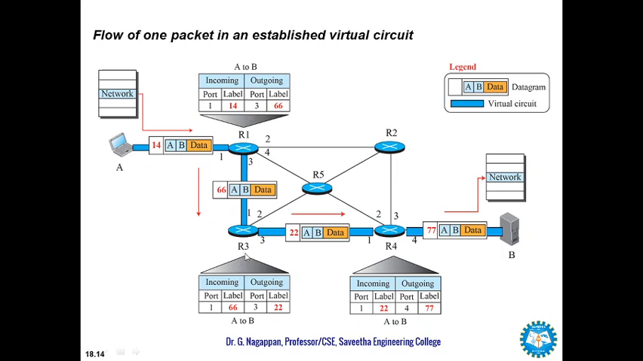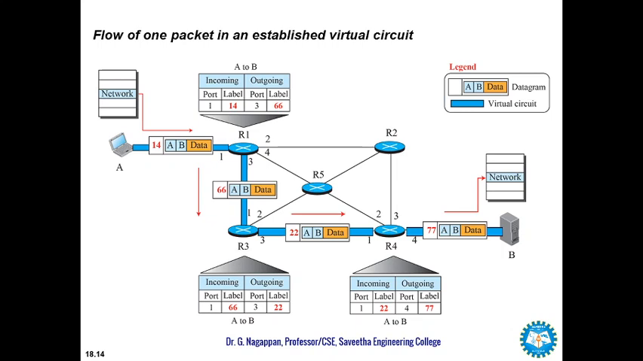So this process continues. 66 is replaced by 22 here, 22 is replaced by 77 here, goes through ports 4, and finally when B receives, it knows that when it is 77, it is intended for itself from A through this virtual network. The source and destination address will be inside, A and B. So it will decapsulate that packet, open it, and then further process it. So this is how the communication happens in a virtual circuit.